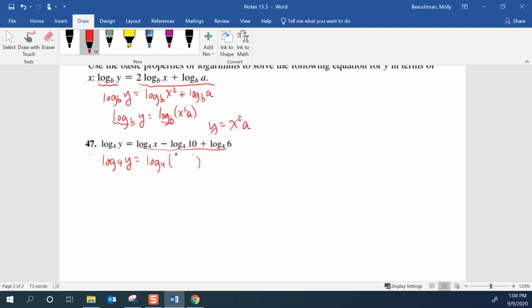So I have x minus log base 4 of 10 means we're going to divide by 10, plus log base 4 of 6 means we're going to multiply in the numerator by 6. So I get log base 4 of y equals log base 4 of 6x over 10. And now I can reduce my fraction. So y is equal to either 3x over 5 or 3/5 x.